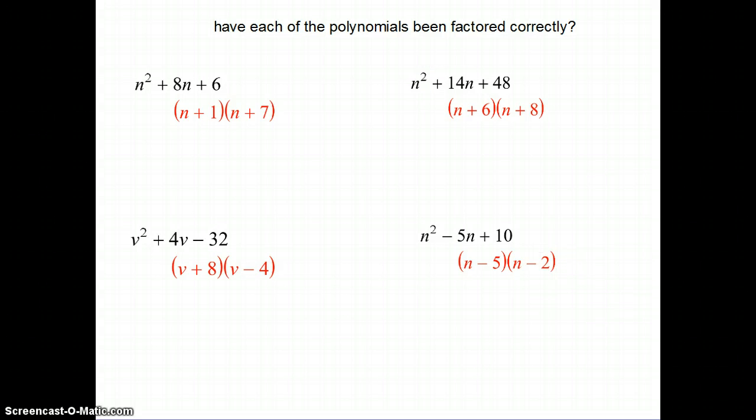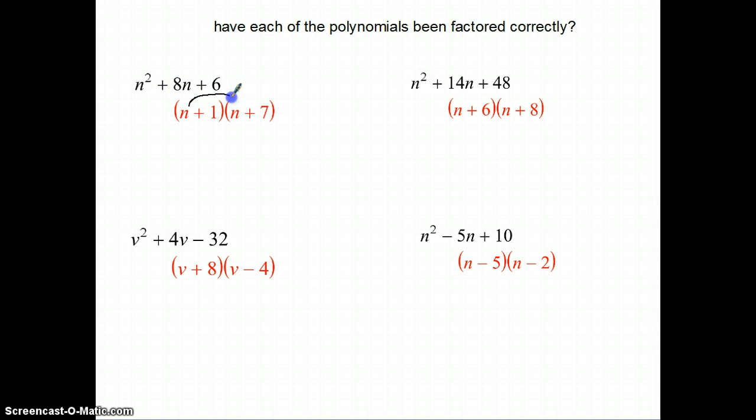The first thing I'd like to check is to see if each of these polynomials have been factored correctly. So what I am going to do is I'm going to take the factored form of each polynomial, so the red expression beneath each trinomial, and I'm going to FOIL it out. My goal is to see if after I FOIL the red expression, if it matches the black polynomial above. So let's test it out and see.